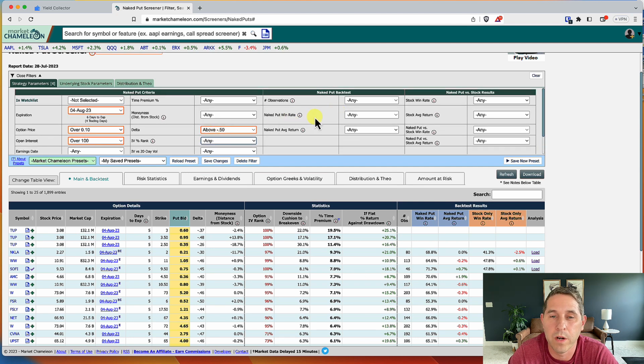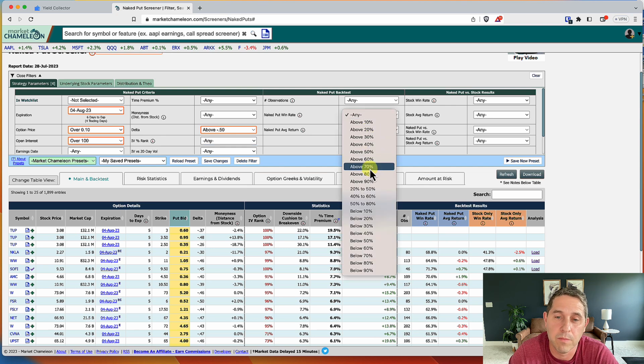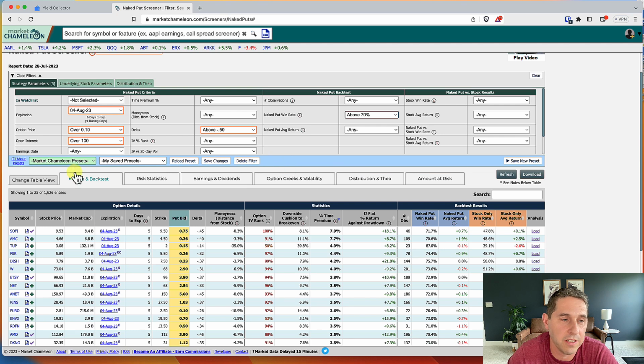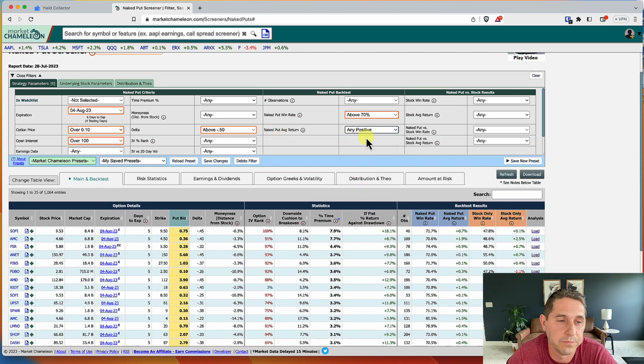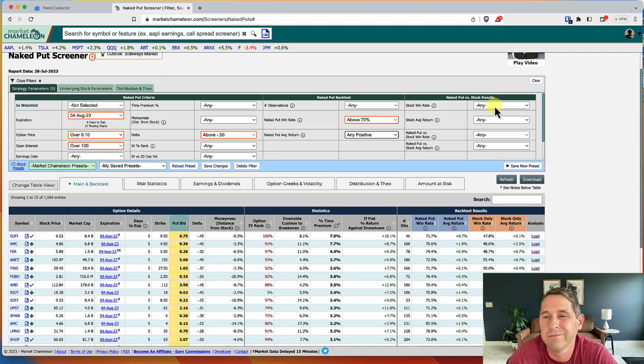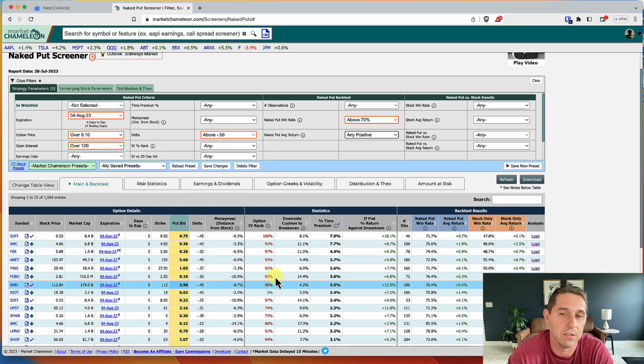Because right here, naked put win rate, I want a pretty high win rate. So I'm going to do above 70%. You're going to see, just watch these entries, they're going to keep going down the more parameters I set here. And naked put average return, any positive is good. All right, stock win rate. You could decide if you care whether the stock is successful by itself or how the stock returns are by themselves. I just care about whether the put is beating the stock, because if you put this at high and also this at positive two, a lot of times you won't get many results. So I'm just going to leave it blank for now.